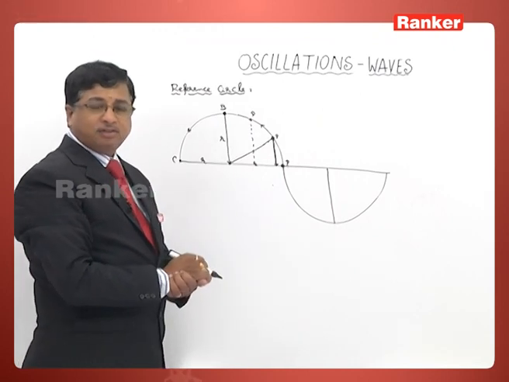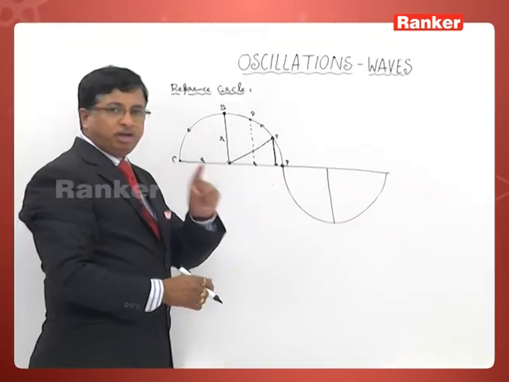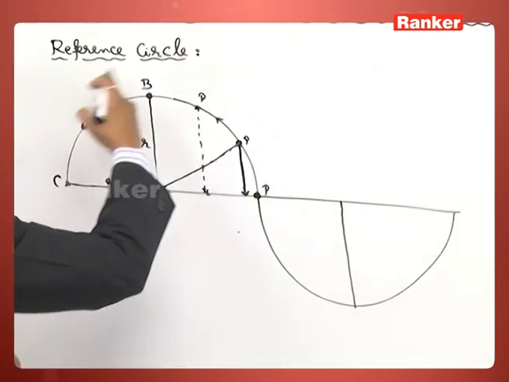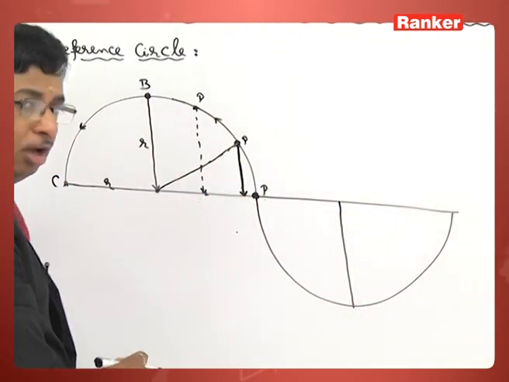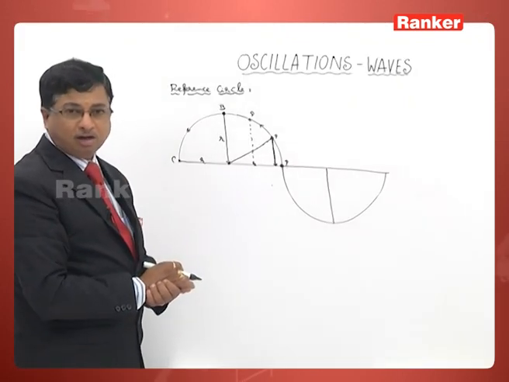What is the total angle in a circle? 2 pi radian. What would be the total angle in a wave? 2 pi radian. This is what we call a crest. This is what we call a trough. Crest plus trough is equivalent to one wave. In fact, we all know that.